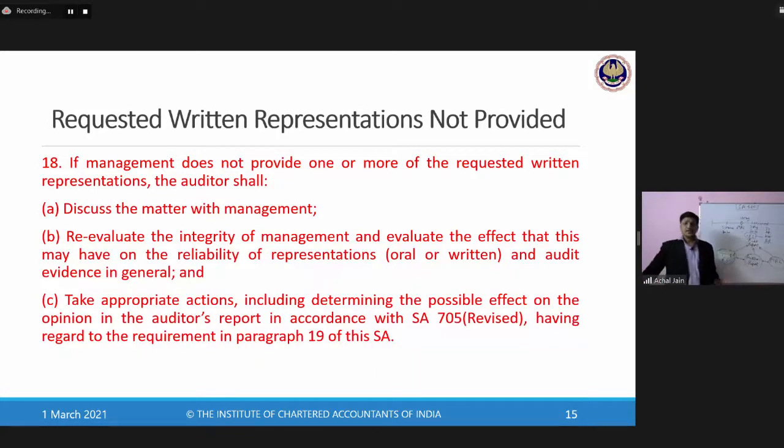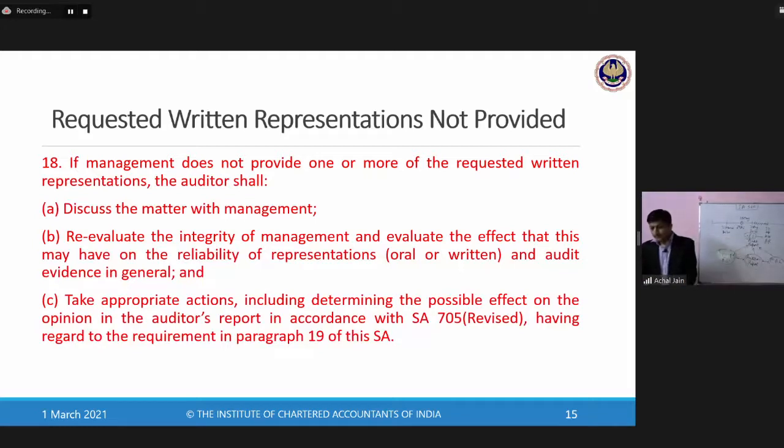And this is something which we discussed in the last session: even though everything has been shared by the management, and every data has flown to the auditor from the management, still there is a need for this written representation letter, and it's a mandate which comes from the requirement of auditing standards. So if the management does not provide one or more of the requested written representations, meaning a rep letter is not provided at all, or the rep letter is provided but the management doesn't include everything which should be mentioned in it, then what would the auditor do?